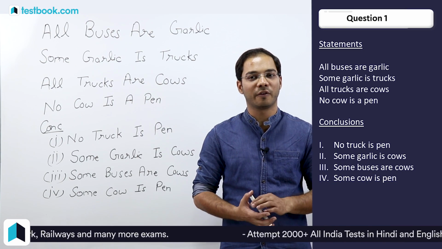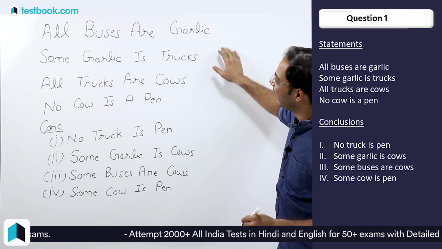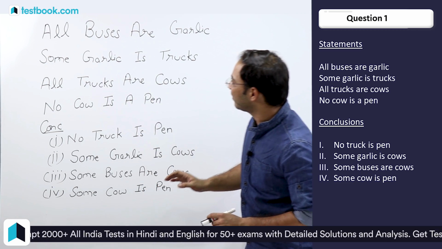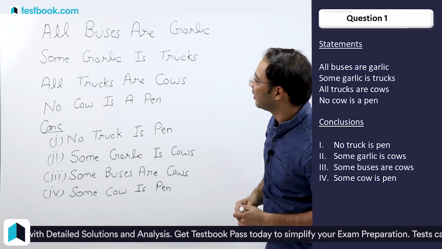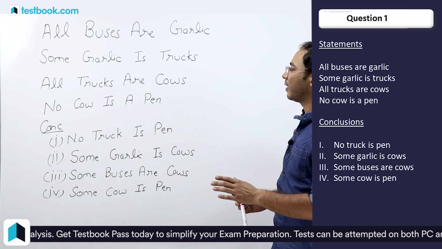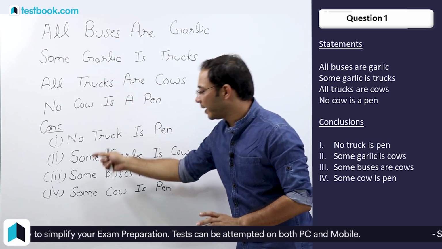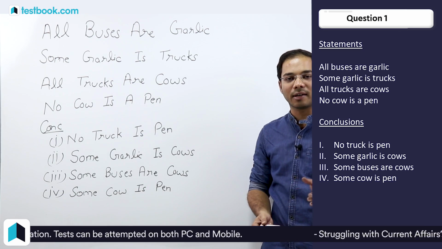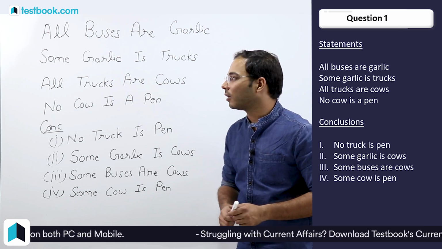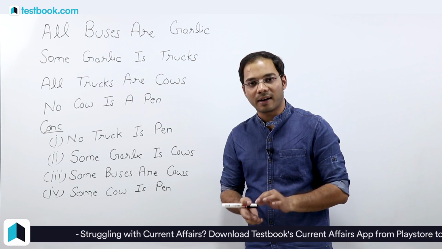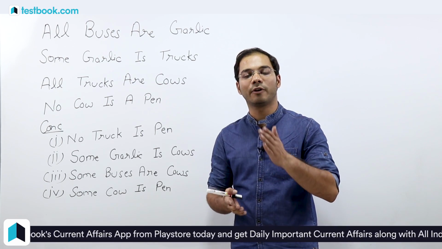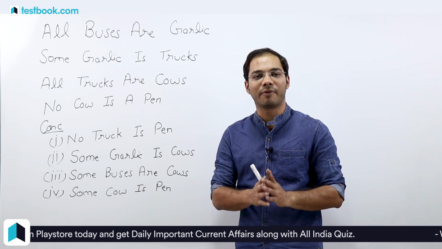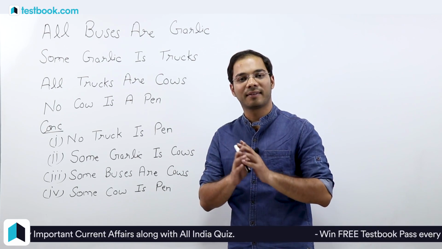So our first question is on our screen. The statements are written on your board. We have got 4 statements: all buses are garlic, some garlic is trucks, all trucks are cows and no cow is a pen. Now there are 4 conclusions which you have to check whether they are correct or not. First we will make a diagram in which we will use the all statements. Then we will go for some, and after that we will make the diagram for no and some not.